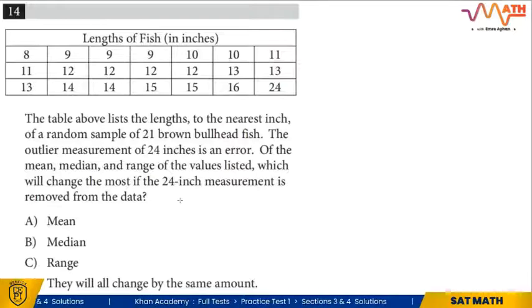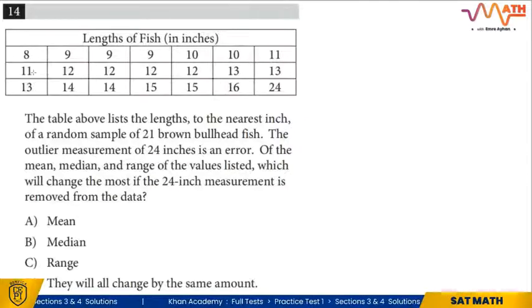So let's take each one. Mean is the average, median is the middle term, right? Range is the interval difference. So let's first write median. Because there are 21 numbers here, there will be a unique middle term, which is the 11th number, right? 10 on this side and 10 on the other side, and the 11th one.